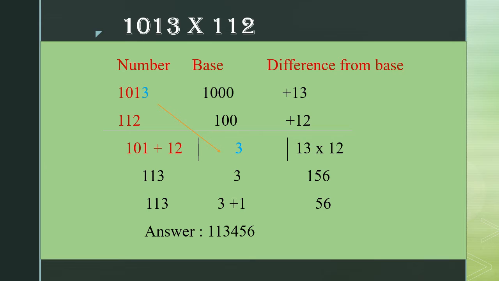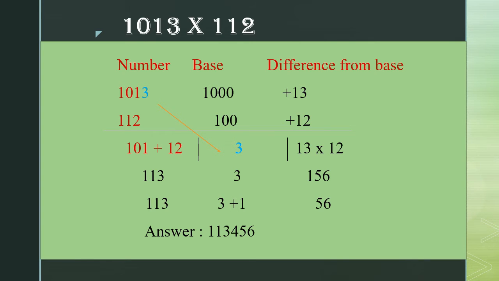So here is the first example, 1013 multiplied by 112. For 1013, we are taking the base as 1000 and the difference from the base would be plus 13, because when we add 13 to the base 1000, we get 1013. For 112, we are taking the base as 100 and the difference is plus 12, because after adding 12 to the base 100, we get 112. Now our result will have three parts.